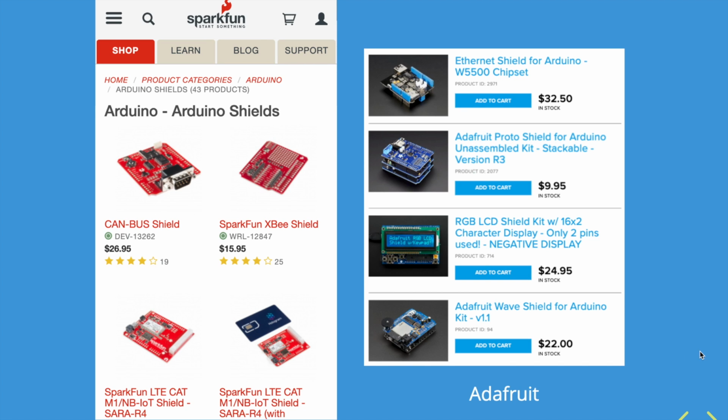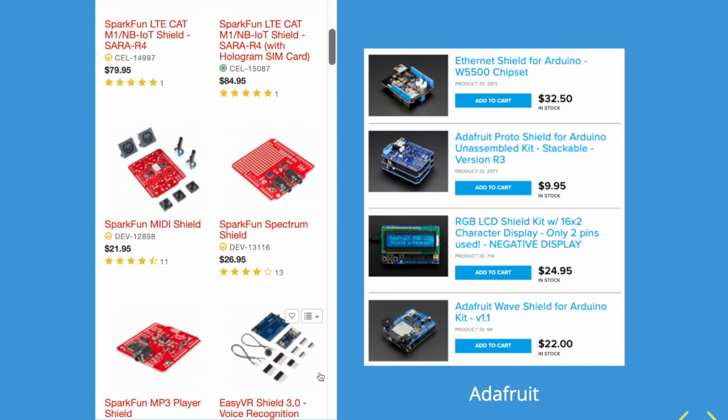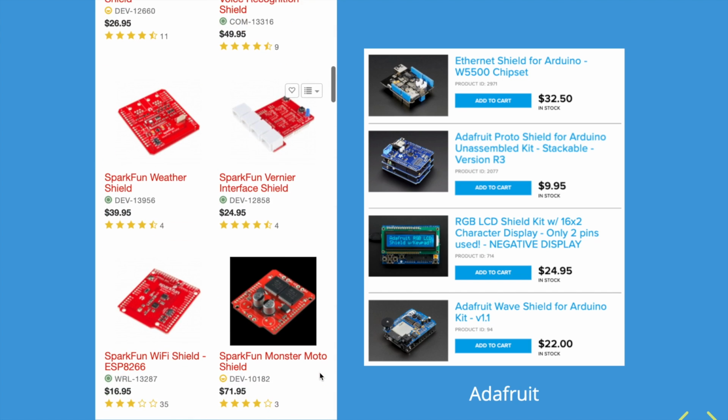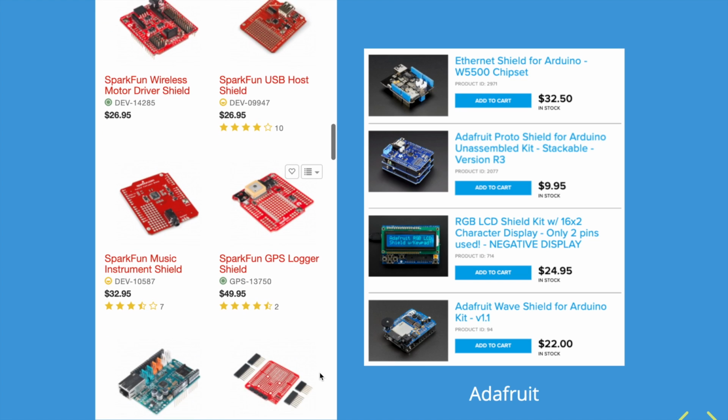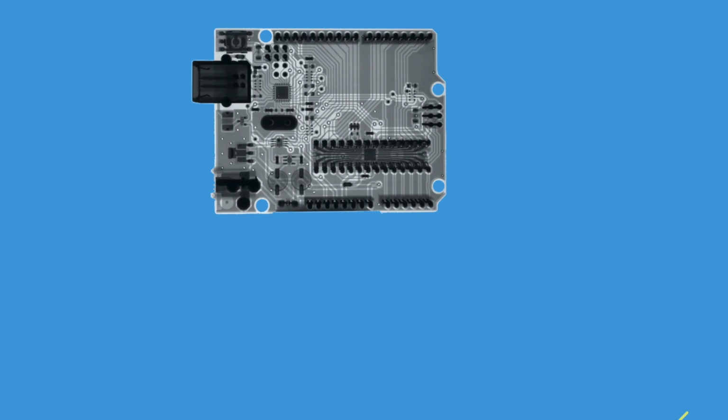So you can have a shield that plugs on top of your Arduino and extends its capabilities. There are shields that add screens to your Arduino, shields that add different sensors, shields that put on SD cards. Basically the possibility is endless. If you can dream it, Arduino has some sort of connection to it.